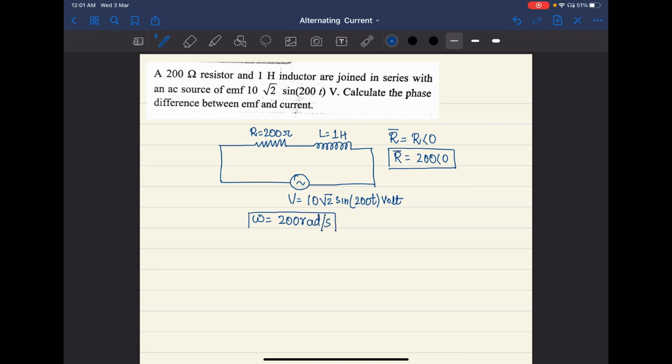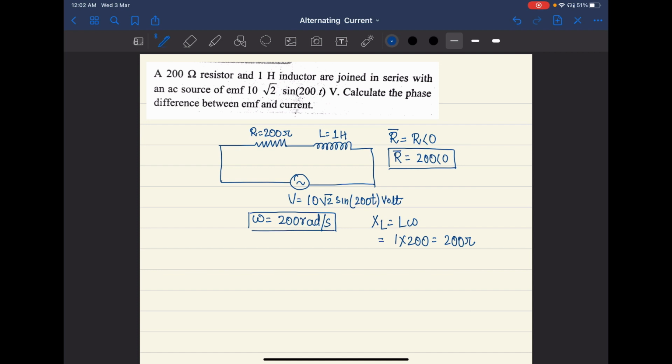So we'll calculate XL first. XL will be equal to L omega. L is given as 1 Henry, so 1 into omega, which is 200, that is 200 ohm. So the value of XL is 200 ohm.